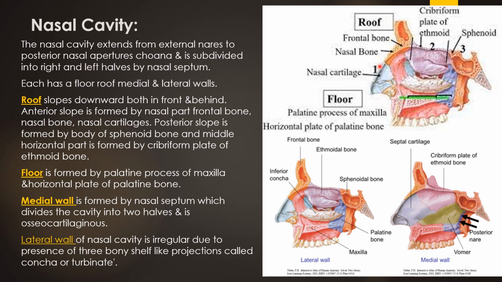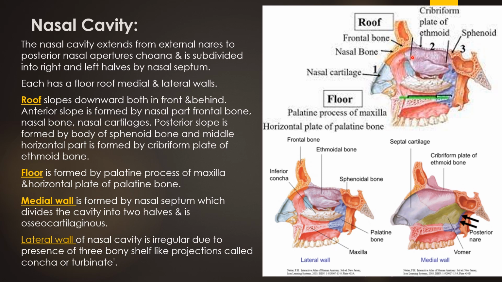So this is a part of the nasal cavity that is being shown, and the nasal cavity has a roof, and it has a floor, and it has a medial wall, and it has a lateral wall. So let's discuss first the roof of the nasal cavity. The roof of the nasal cavity is in the form of a slope: anterior slope, the middle horizontal part, and the posterior slope. The anterior slope is formed by the nasal part of the frontal bone over here. Then we have the nasal bone, and we have the nasal cartilages.